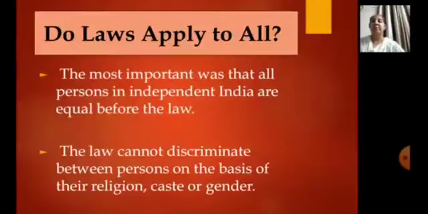Now let's go to the first topic. Do laws apply to all? The Constituent Assembly agreed that there should be no arbitrary exercise of power in independent India. We'll understand the meaning of arbitrary. But before that, the most important point was that all persons in independent India are equal before the law. I'm repeating again, all persons in independent India are equal before the law, right? The law cannot discriminate between persons on the basis of their religion, caste, colour, gender, even the status, whatever it is, it cannot discriminate on that basis.